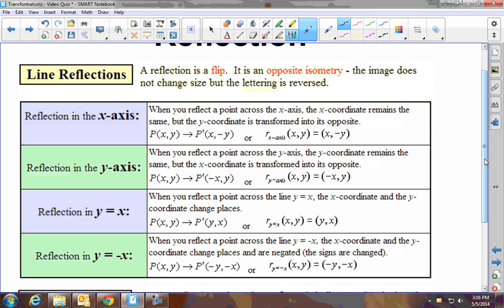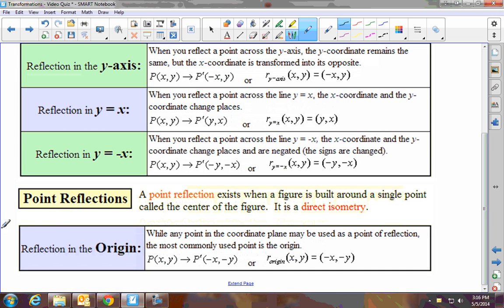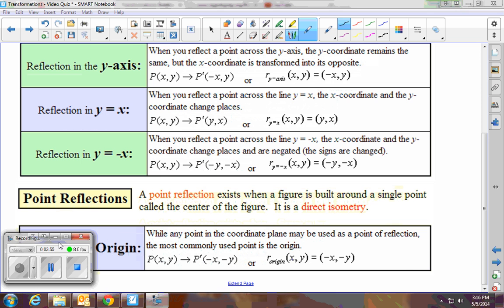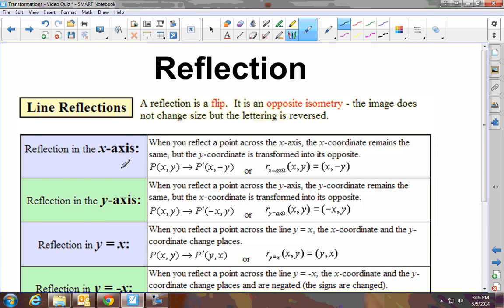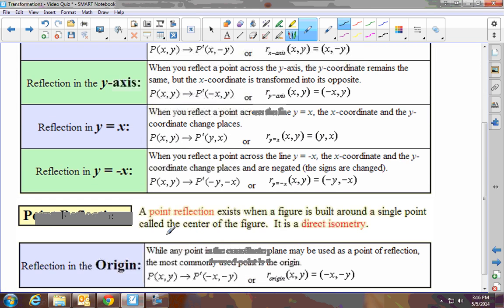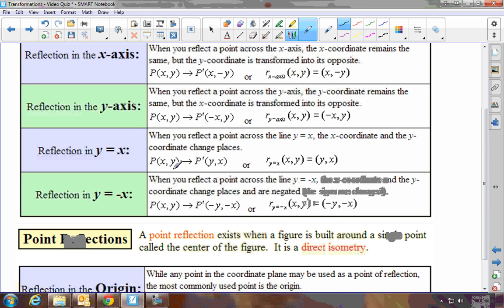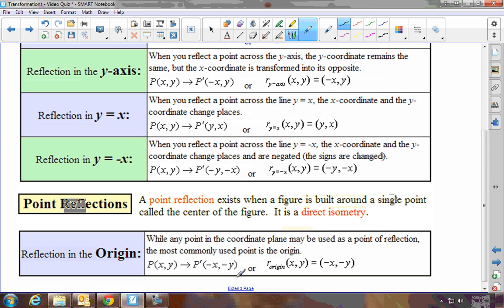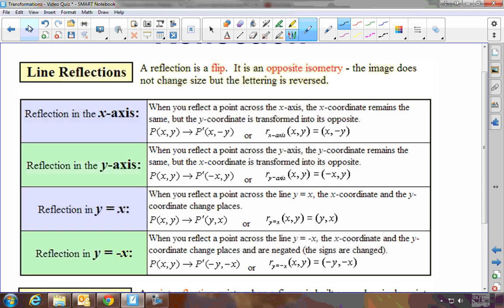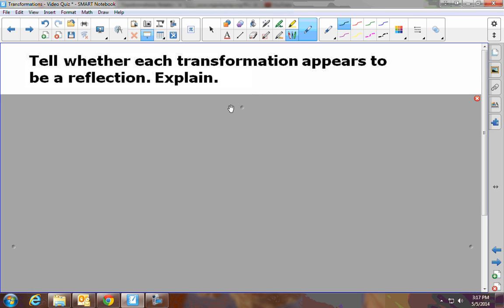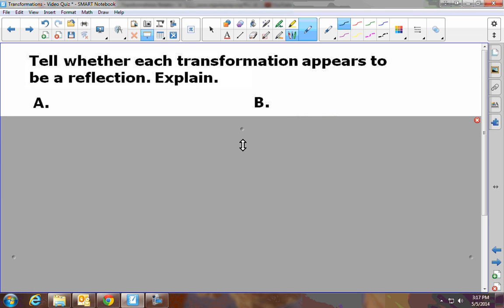Okay, now that you've got that copied down, you also need to add down here for point reflections. Up here we've got line reflections, and down here you have point reflections. We can reflect figures over a line, or we can reflect figures over a point. So let's take a look and decide if these transformations are reflections.